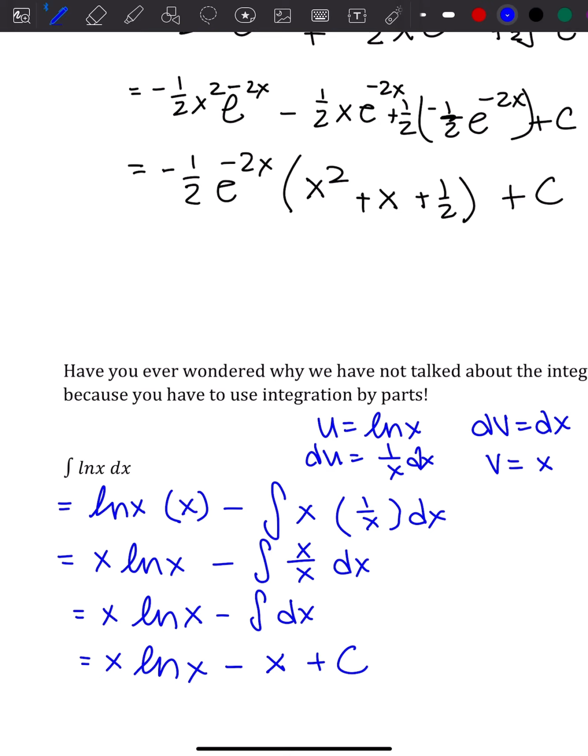But it's really hard to understand where this formula comes from because we need integration by parts in order to even do anything with it. This is why you guys didn't learn about the integral of natural log until now.